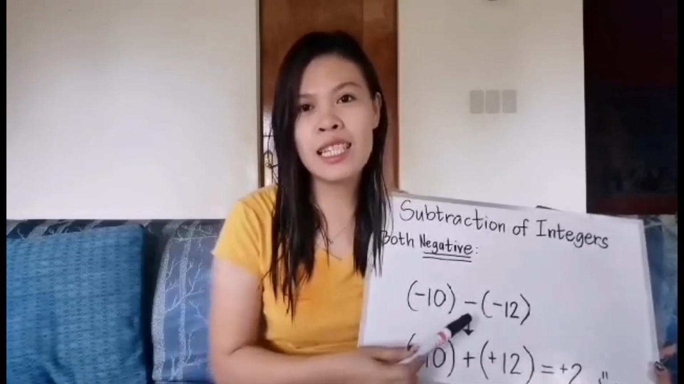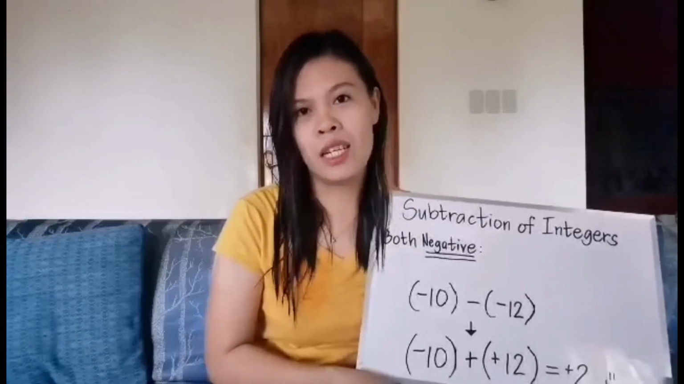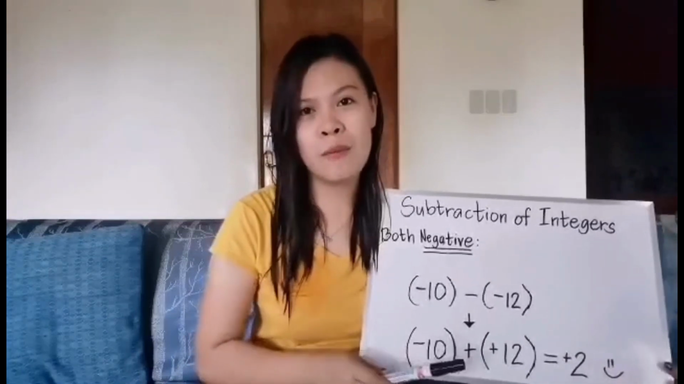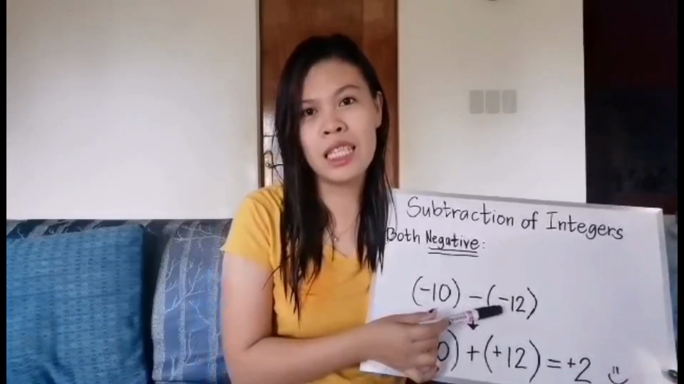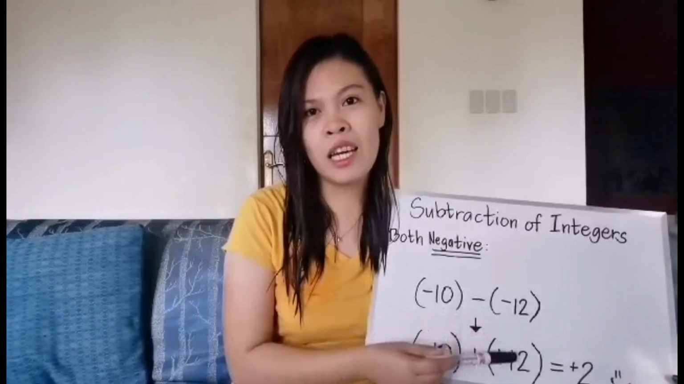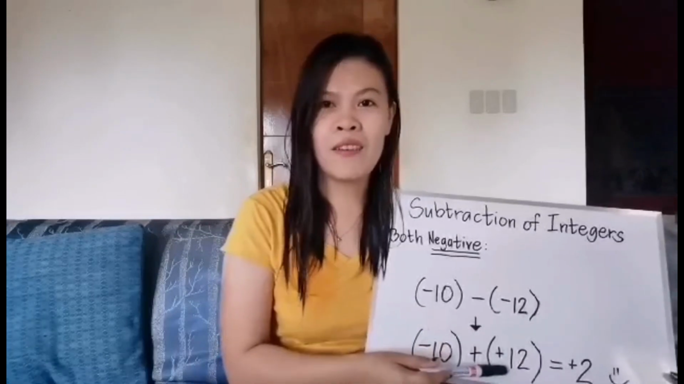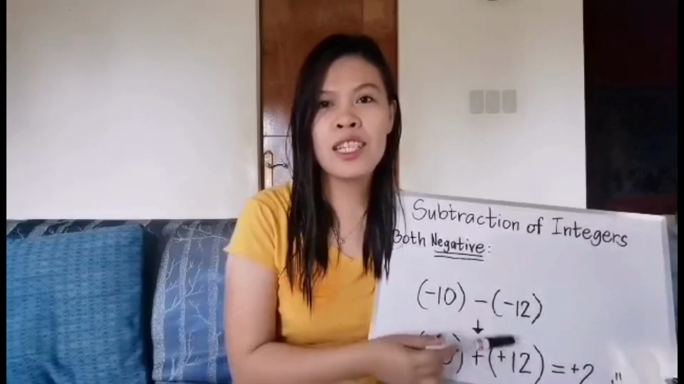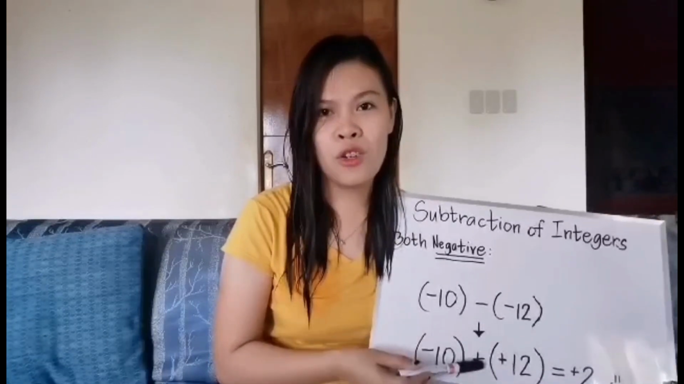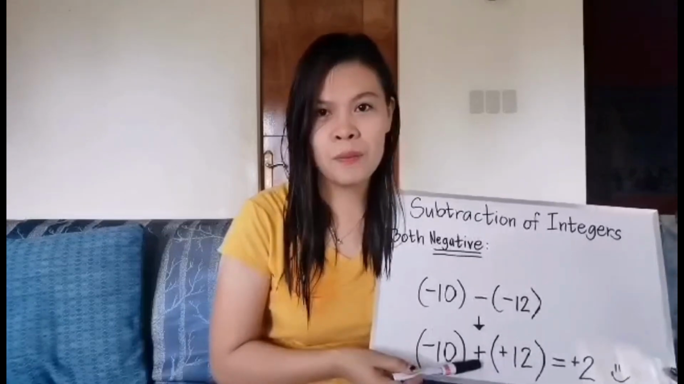So, the rule says, change the sign of the minuend. Take note, only the minuend. So, this minuend is negative 12. Since the rule says change the sign, this becomes positive 12, from negative to positive. And after we change the sign, the rule says we will proceed to addition. From subtraction, we will proceed to addition.